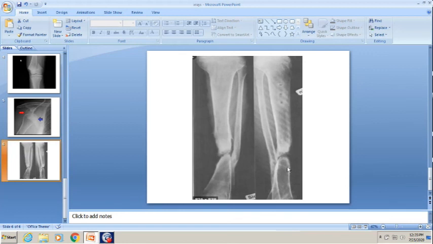How much duration do you need? 9 months. But in some cases we consider non-union in 3 months also. One of the examples is: which fracture can we say within 3 months that it is non-union?